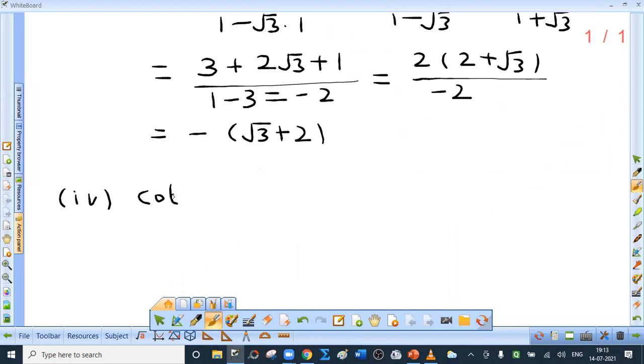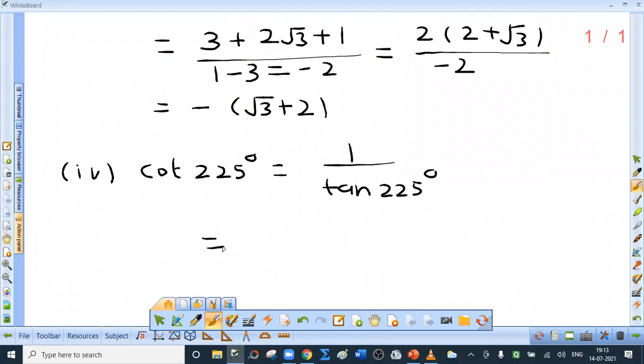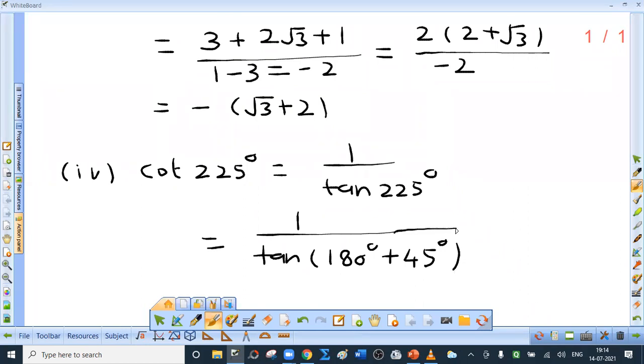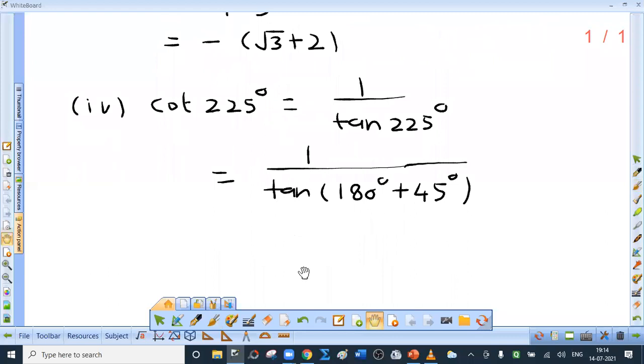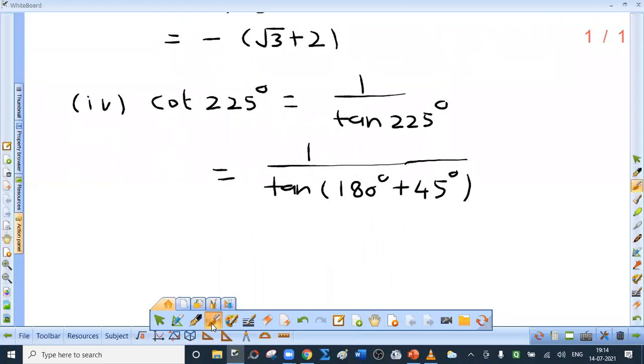And the last one. Yes, can you tell me how to find cot of 225 degrees? Basically, we have to remember the formula not for cot but for tan. Now I express 225 degrees as 180 degrees plus 45 degrees. Reason, I know trigo ratios for 45 degrees as well as 180 degrees. Simple. Okay, I'll omit one step. Just listen to me. Then you will write the solution.